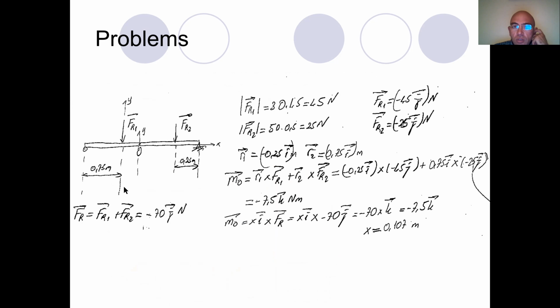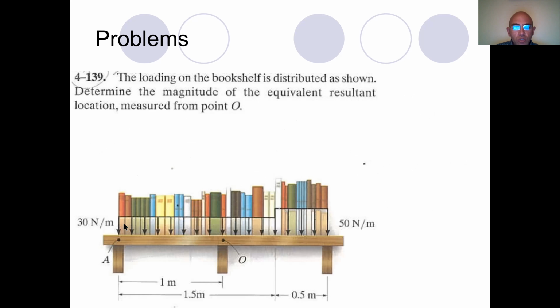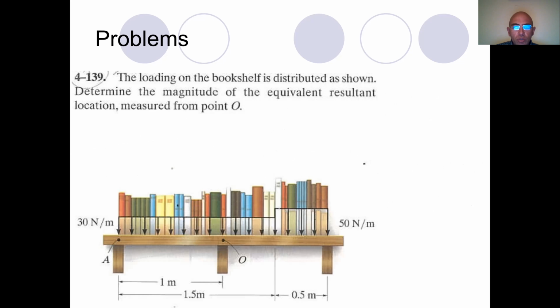Now, first, let's draw the beam first. We have here point O, it's fixed here, so there is another point here, and then we have another point here. Certainly we have a distributed load FR1 because of this 30 newtons per meter load, and then we have FR2 because of the distributed load of 50 newtons per meter.